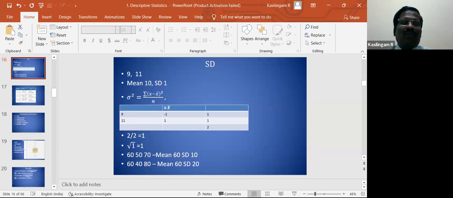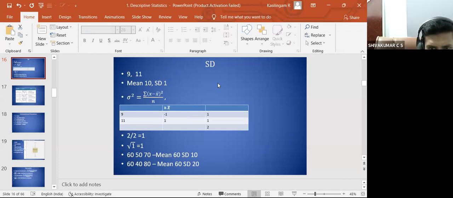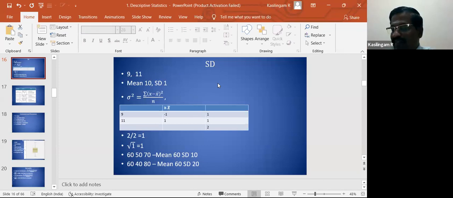Now standard deviation, right? Let us assume there are only two data: 9 and 11. What is the mean for the data? The average of 9 and 11? 10. Right, 10 is the average.